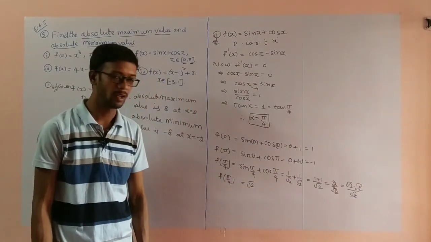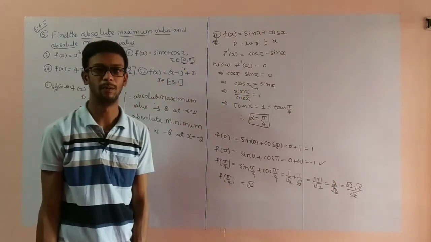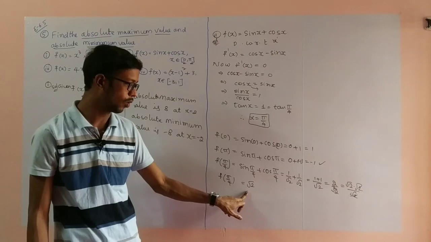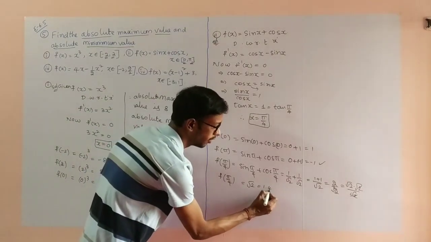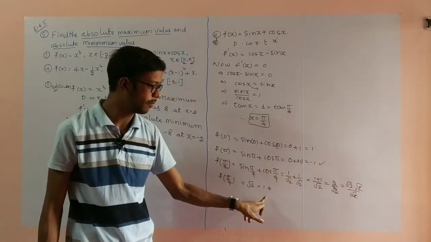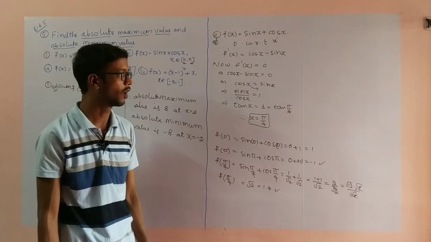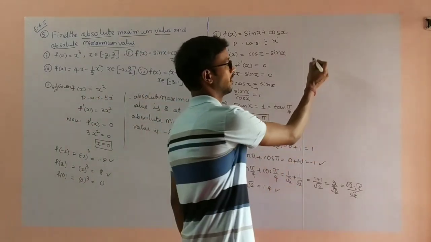Now, which is the minimum value? The negative value is the minimum value, and root 2 is nothing but 1.4 something you will get. What is the maximum value in this one? 1 is there, 1.4 is there. So, this is the maximum value. Now, you have to conclude the absolute maximum.